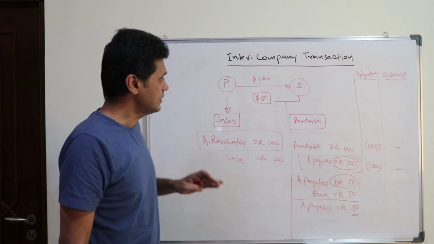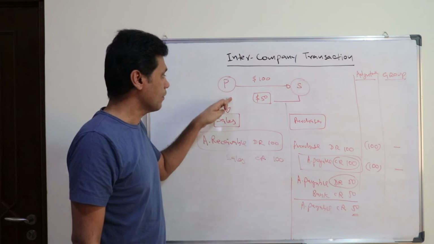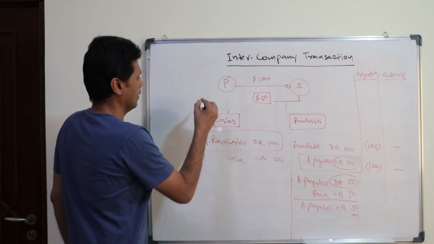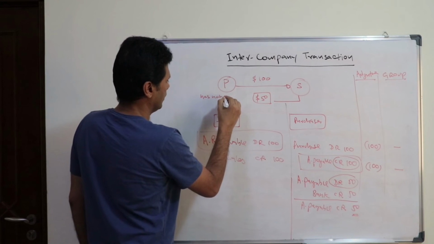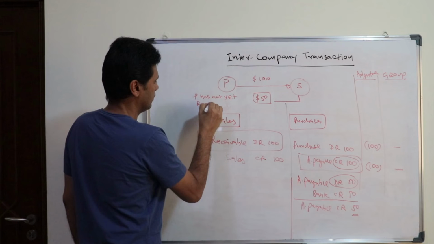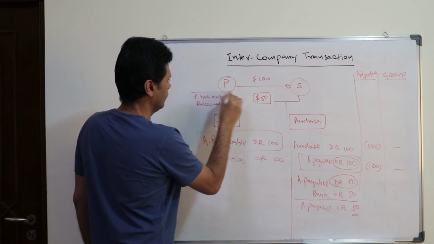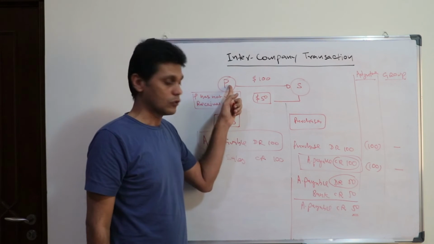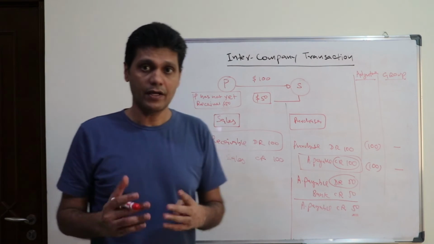Okay, so let's assume this $50 amount has not been recorded by the parent company. So what is the assumption? We'll assume the parent company has not yet received $50. So therefore, this amount has not been recorded in the books of P. They have not recorded this particular transaction.